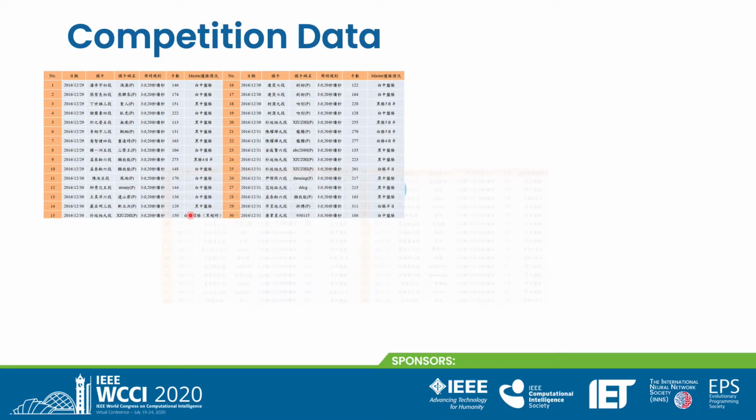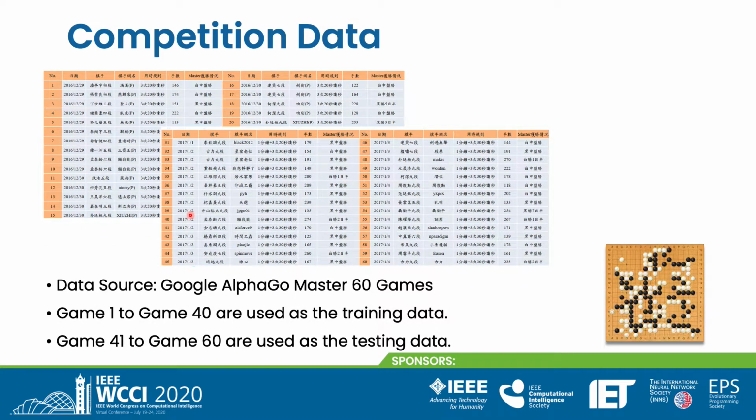So first, I would like to talk about the competition data. We adopt Google AlphaGo Master 60 games as the data set. Among them, game 1 to game 40 are used as the training data, and game 41 to game 60 are used as the testing data.